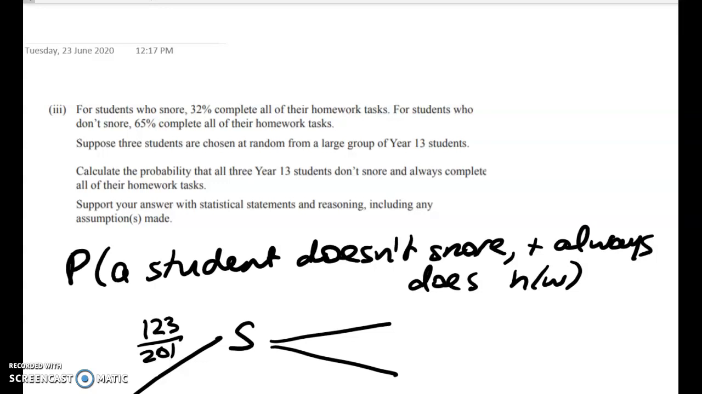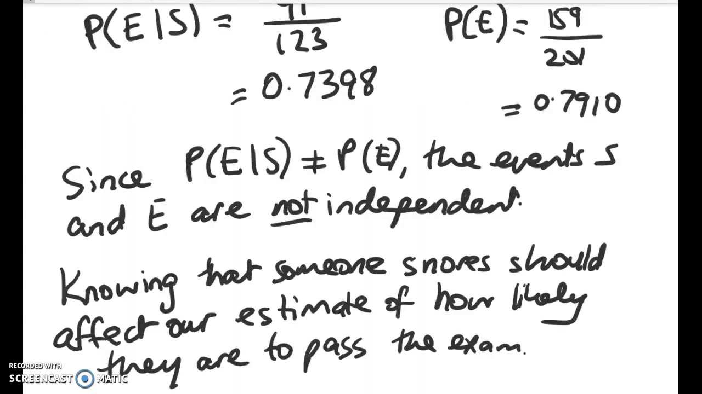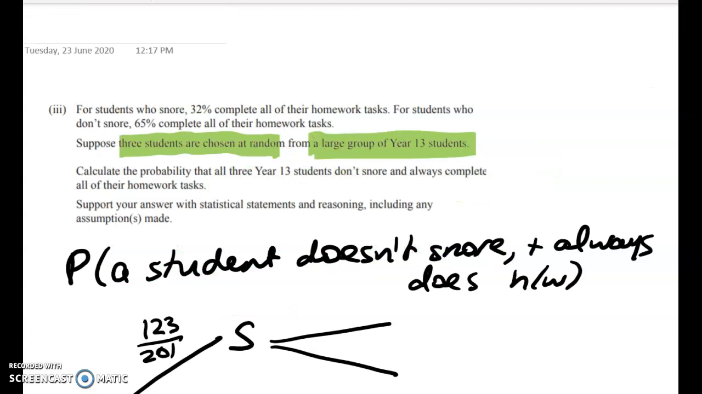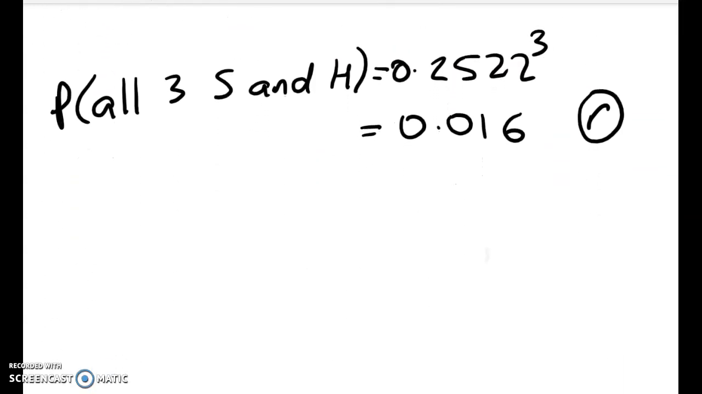The first thing to note is that the 3 students were chosen at random from a large group of Year 13 students, not the same group of students that we had back up here. So this was just for 200 students. You can reasonably assume that this is for more than 200 students. And the second thing to notice is that the sample was random. So what would I have said here?